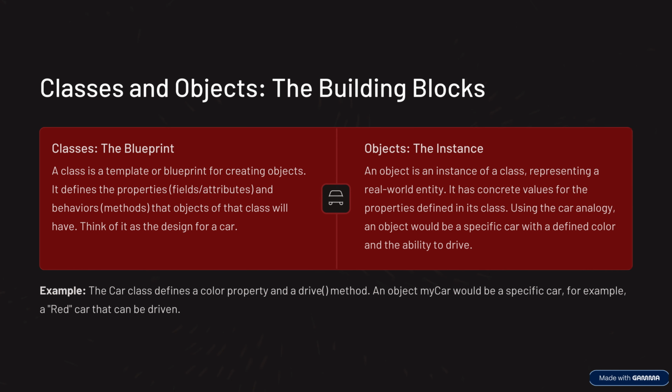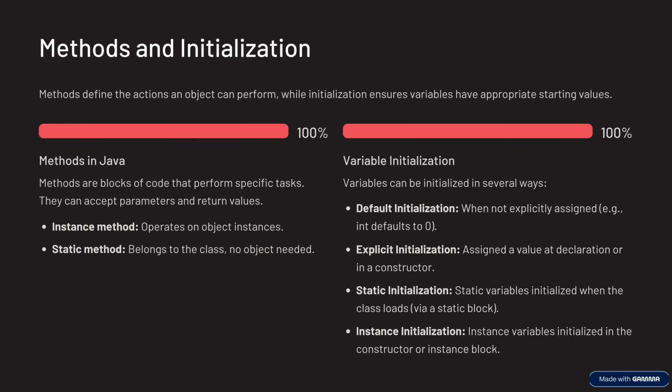Classes and objects. The building blocks. Classes, the blueprint. Objects, the instance. A class is a template or blueprint for creating objects. It defines the properties, fields or attributes, and behaviors, methods, that objects of that class will have. Think of it as the design for a car. An object is an instance of a class, representing a real-world entity. It has concrete values for the properties defined in its class. Using the car analogy, an object would be a specific car with a defined color and the ability to drive. Example: the Car class defines a color property and a drive method. An object myCar would be a specific car, for example, a red car that can be driven.